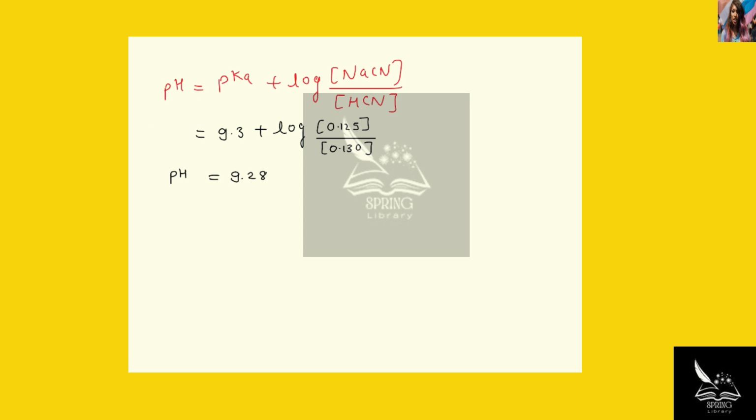We are asked to calculate the pOH value. It will be equal to 14 minus pH. We can substitute the values here. On solving, we get the pOH of the solution equal to 4.72. This is the answer.